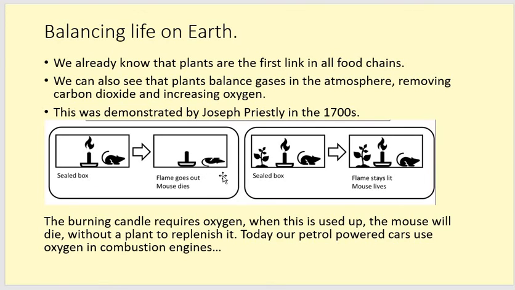sadly the mouse will die. Now, if you modify this slightly, you have a mouse and a burning candle and a plant which is going through photosynthesis, taking carbon dioxide, releasing oxygen, you will find that the flame can stay lit and the mouse will stay alive because the mouse and the candle will both be using up oxygen. However, the oxygen will be continuously replaced by the plant, and the carbon dioxide they both produce will be used up by the plant.